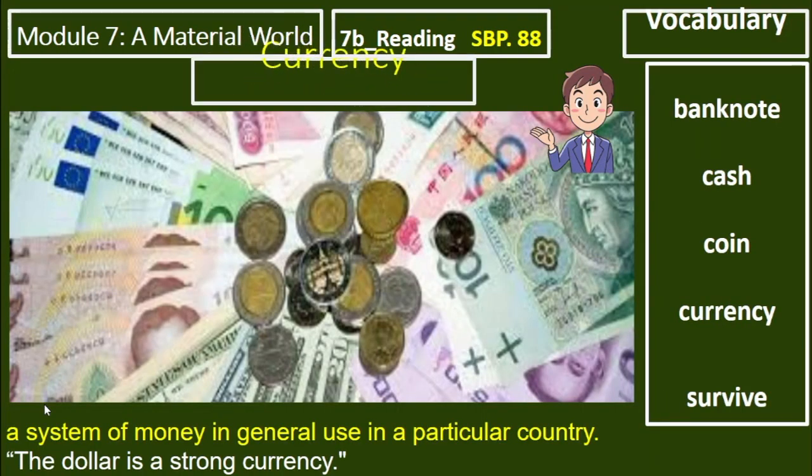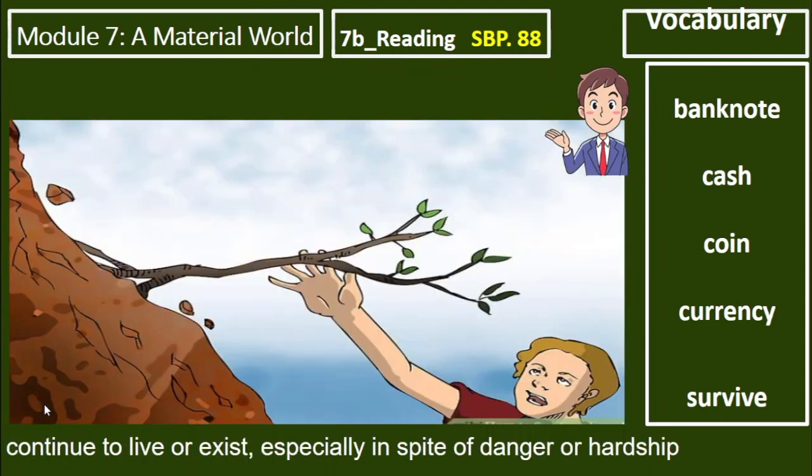Then currency. Currency, a system of money in general, used in a particular country. The dollar is a strong currency. The dollar is a strong currency, right? Then survive, to continue to live or exist, especially in spite of danger or hardship. Survive.